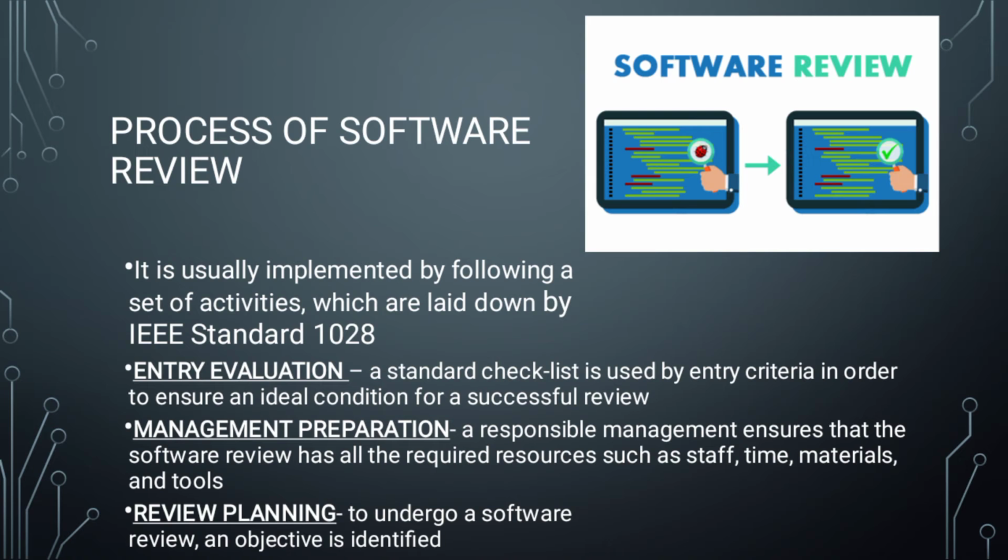Next is the management preparation. During this stage of the process, a responsible management ensures that the software review has all the required resources such as staff, time, materials, and tools. Next is the review planning. To undergo a software review, an objective is identified. Based on the objective, a recognized team of resources is formed.